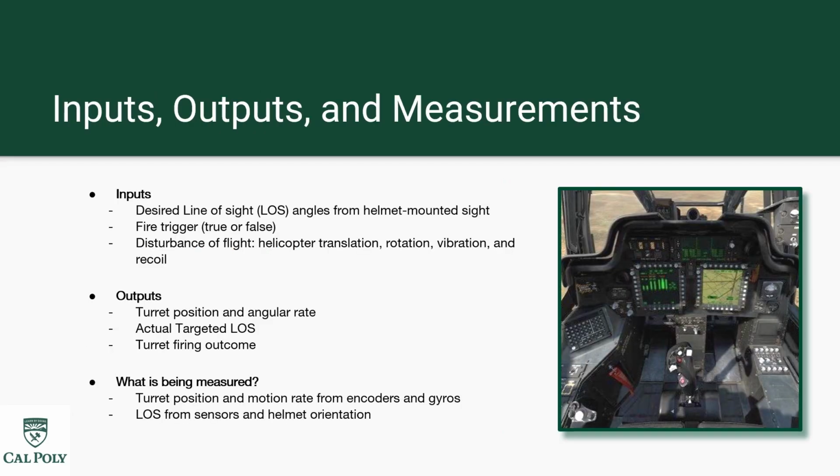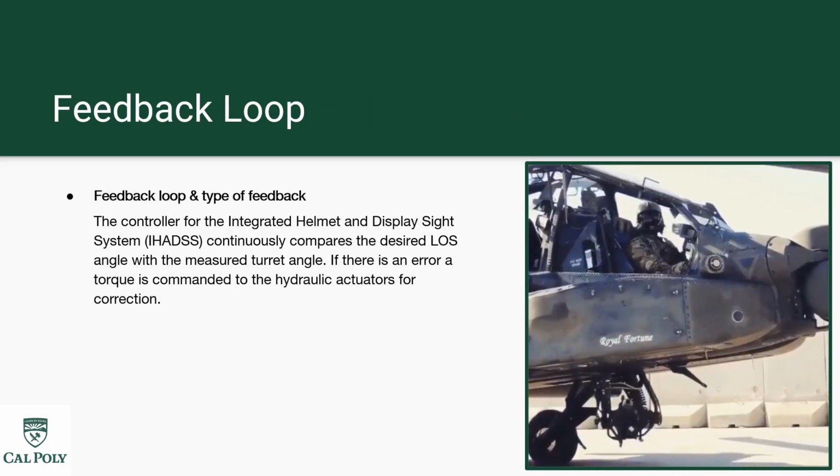The system takes three inputs: the pilot's desired line of sight, the fire trigger command, and helicopter motion disturbances to be filtered out. It outputs the turret's position and angular rate, the actual targeted line of sight, and the firing outcome. We measure turret position and motion with encoders and gyros, and line of sight using onboard sensors and helmet orientation. This system uses a continuous feedback loop.